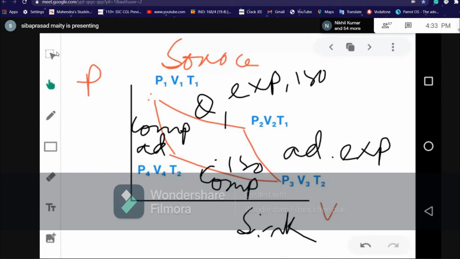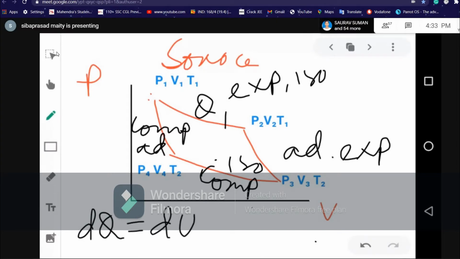Have you drawn this cycle? Yes, sir. Okay. I have to shift to the next page, but just before that, throughout the four steps, we'll try to apply this relation dq equal to du plus w, which we got from the first law.